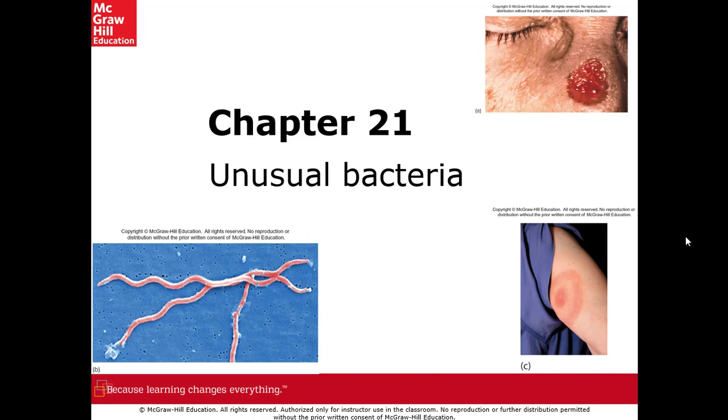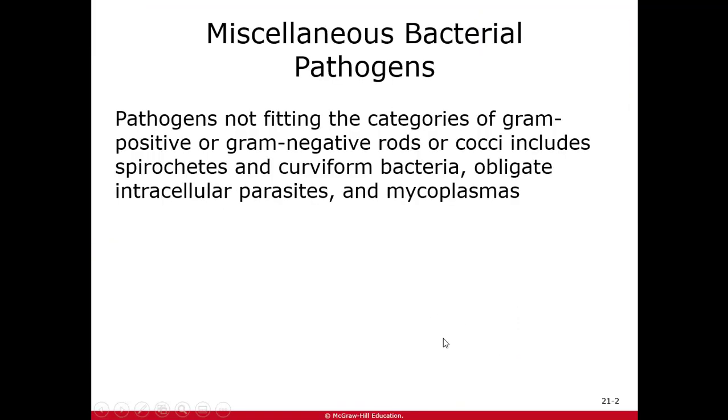So in this last chapter of bacteria, we're going to take a look at some of the unusual bacteria. So they either have unusual shape, behave weird, they just don't fit into the normal characteristics of bacteria that we've taken a look at. You know, they just don't have the normal gram-negative, gram-positive characteristics with their cell wall, or they don't have the normal coccus or bacillus shape to them. So we put them into our kind of miscellaneous bacteria pathogens.